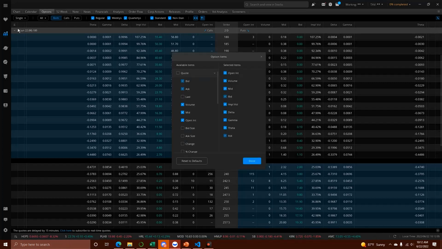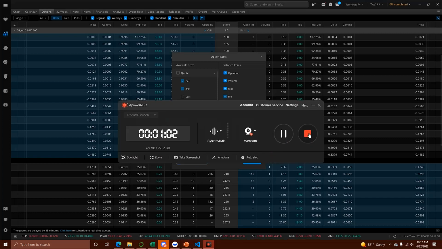But again, very simple. You got to make sure, number one, you're set up correctly. Number two, you have the ask out of sight, out of mind. Number three, you're not over analyzing all of these numbers and data. You're only looking at open interest, volume, implied volatility. Everything else, I don't even really look at it.